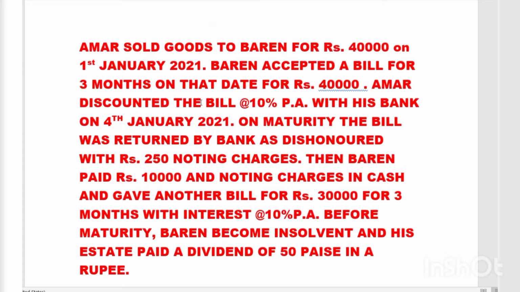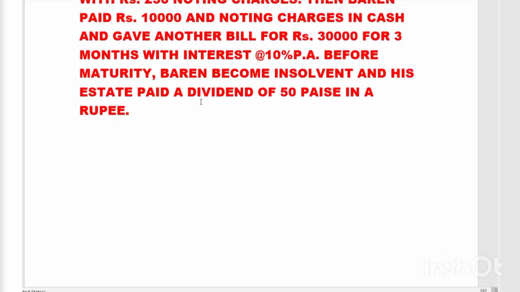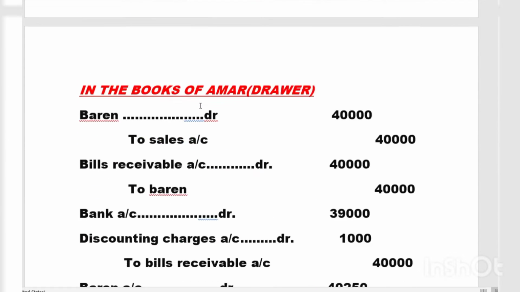After that, what happens in the question? If you see properly in this question, you can take a screenshot also. In this question, it is mentioned that Amar is discounting the bill at 10% with the bank. Amar is not waiting for 3 months. He is immediately going to the bank and discounting the bill at the rate of 10%.